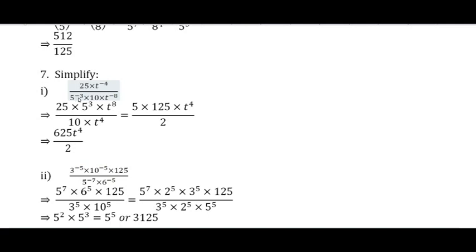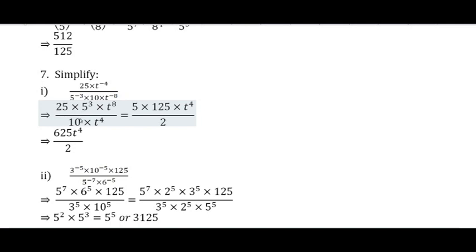25 into t to the power minus 4. Yeah, all these negative exponents, you change their position as numerator or denominator here. Make it into 25. Then this 5 to the power minus 3 will go up to the numerator and make it positive, 5 to the power 3. And this t to the power minus 8 will go up to the numerator and its power will become positive. And this 10 is still here at the denominator. And this t minus 4 will take down to the denominator in order to make it positive. And that is equal to 5 into 125 into t to the power 4 by 10.